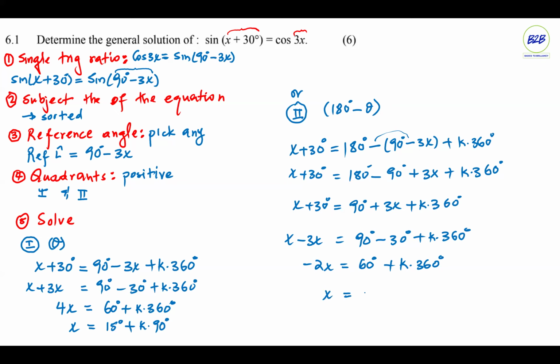60 divided by negative 2 is negative 30 degrees. And then k times 360 divided by negative 2 is going to be 180 degrees. So here it doesn't matter whether you say minus or plus, it really doesn't matter. Why? Because k is an element of the integers, and integers can be positive 1, negative 1, it really doesn't matter.